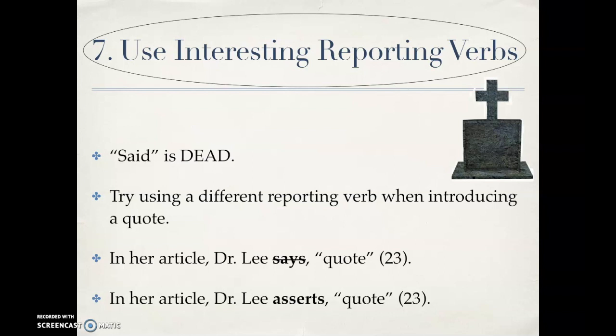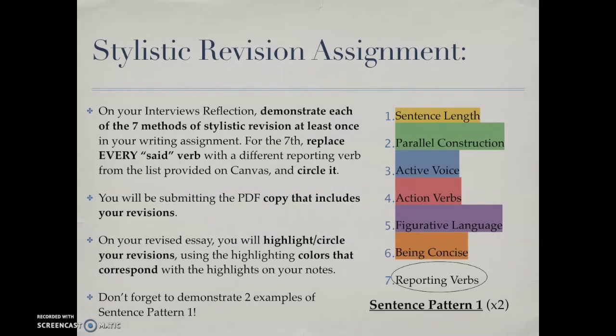Look at the difference. The first one says, in her article, Dr. Lee says, and then her quote. The second one, in her article, Dr. Lee asserts, and then her quote. If you say says too many times, man, it gets annoying to read. And we've talked about this before, but now I'm going to kind of force you to practice eliminating says and using different reporting verbs. On Canvas, there's a list of different reporting verbs that might be helpful for you because in your stylistic revision assignment, you're going to need to eliminate every says verb and replace it with a more interesting reporting verb.